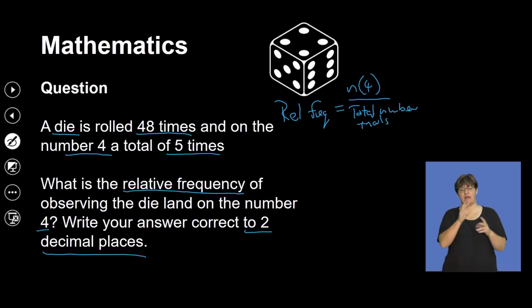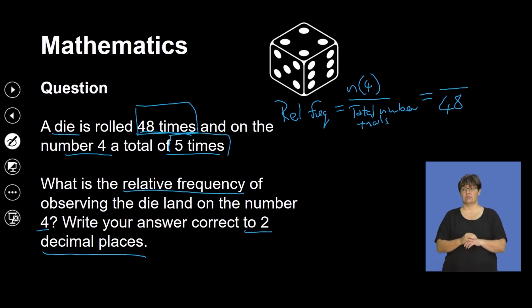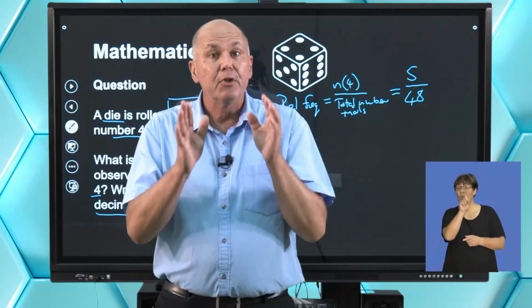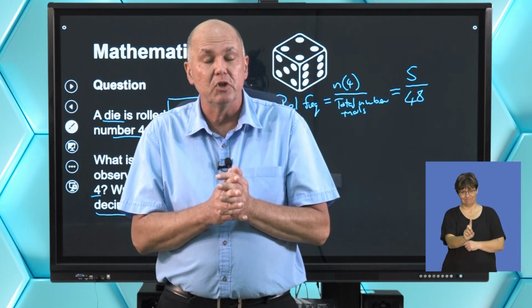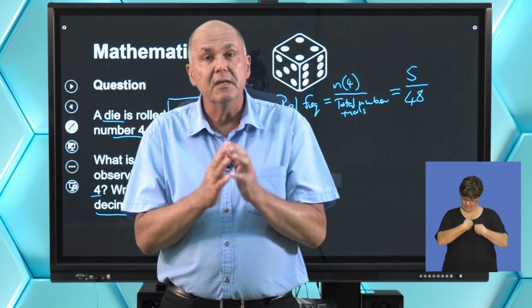Well, I've given you away some answers. The number of trials was 48. So the total number at the denominator here is going to be 48. The number of times that it landed on 4 was 5. So we get that the relative frequency of this little experiment is 5 out of 48. Now, guys, we can leave it as 5 out of 48, but the question didn't say that we should do it. It actually gives us an instruction.